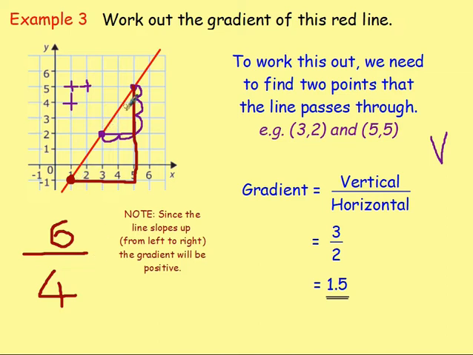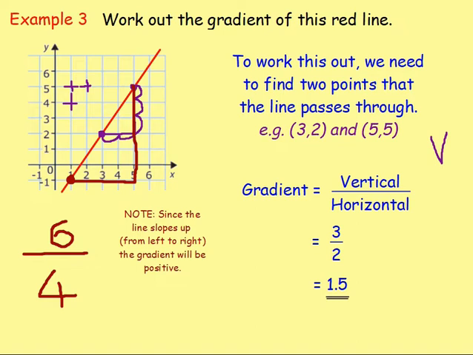So it doesn't matter which 2 points you are choosing. You can choose this one and the one up here, you can choose this one and this one the way I did, or you can just choose these two. It makes no difference. It's the same line, it's the same gradient. It's always going to be the same answer. So that is what we learned about the gradient in National 4.